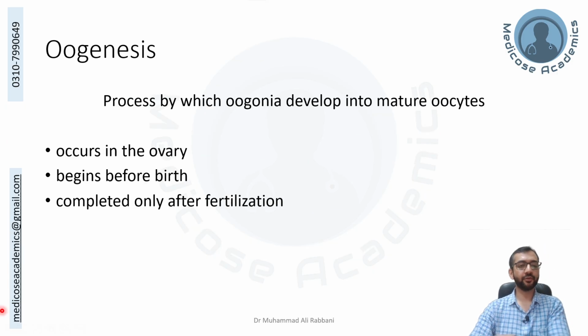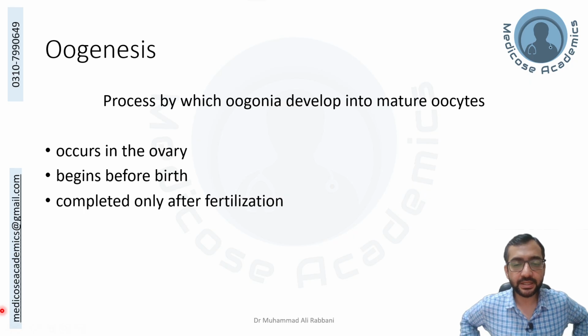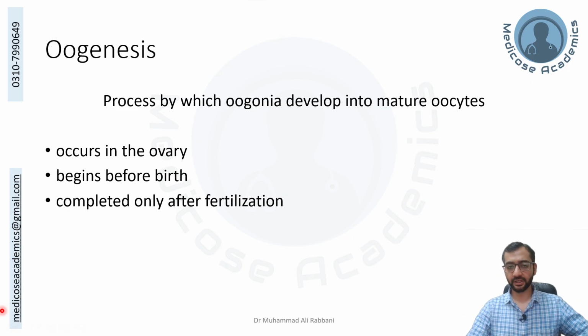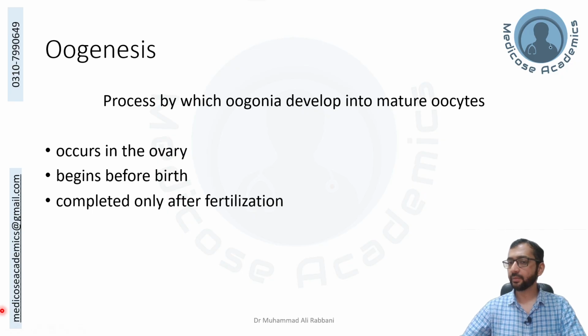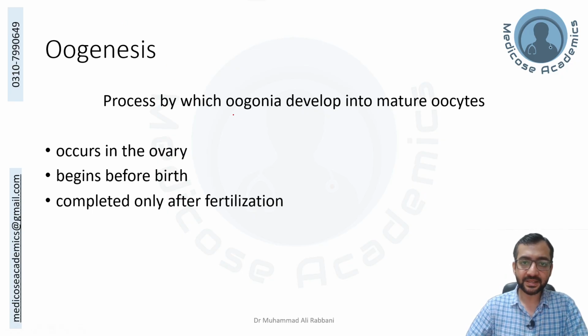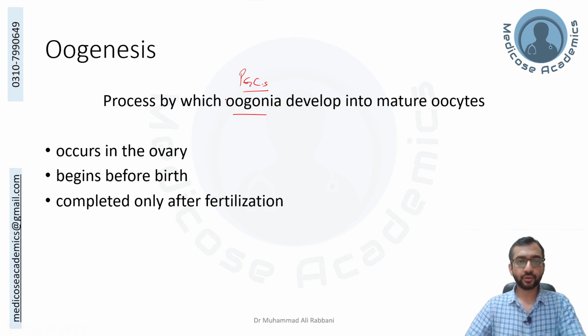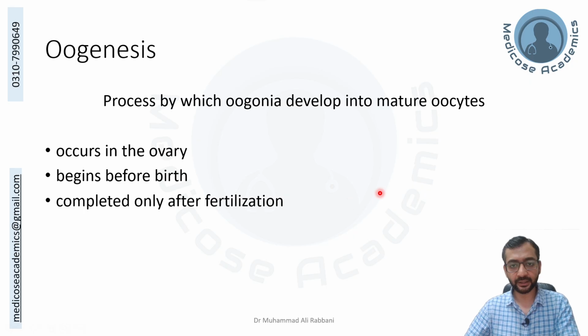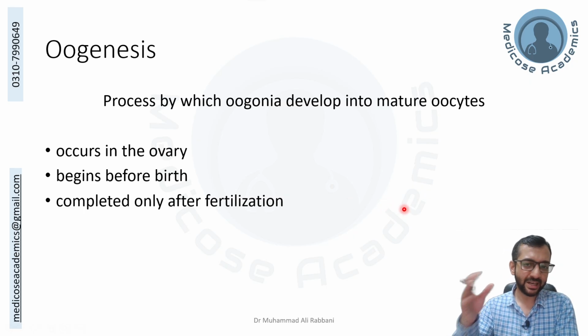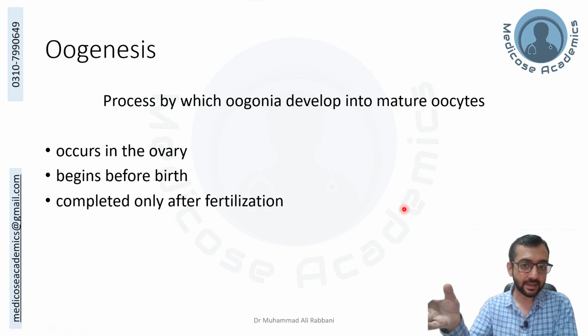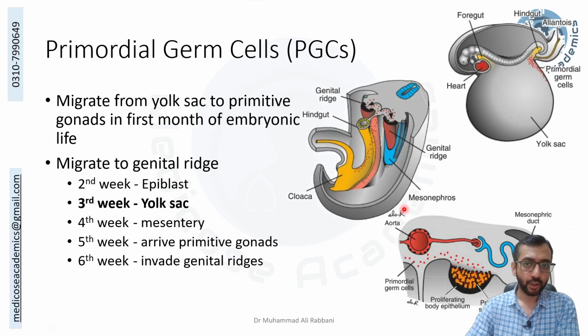So let's start with what is oogenesis. Oogenesis is the process by which oogonia develop into the mature oocyte. Oogonia are basically the female primordial germ cells. This occurs in the ovary, begins before birth, and is completed after fertilization. Let's not dwell on the differences here. I will have a separate video on the differences between spermatogenesis and oogenesis.